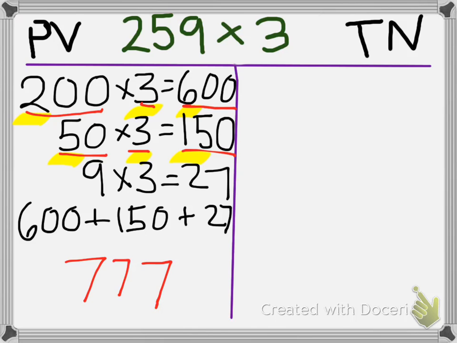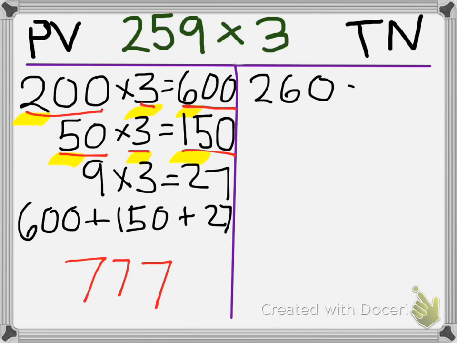Now I'm going to solve that problem using tidy numbers, and hopefully I should get the same answer. Using tidy numbers, I'm going to think about rounding 259 up to 260 because that is the closest tidy number. And when I do that, I'm adding 1 onto 259 to make it 260. So I'm going to be adding on during this equation 3 ones because it is 259 times 3.